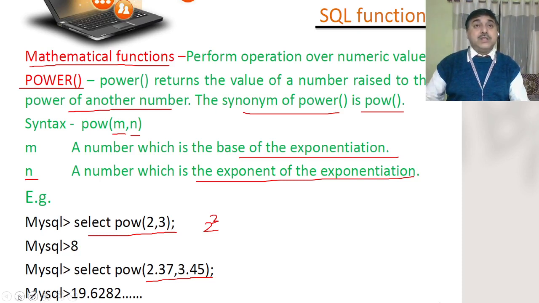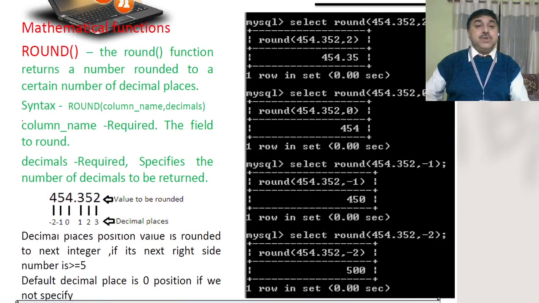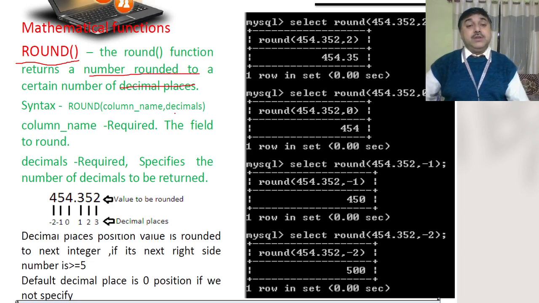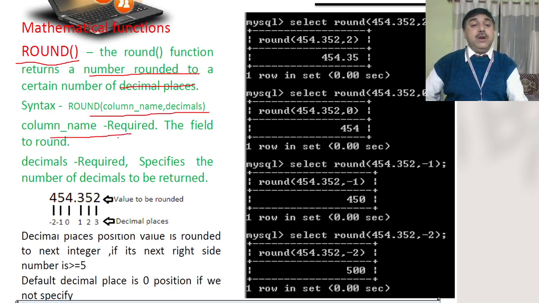That means the power function helps to work in this way. So see here, I have given some functions from SQL. Round function: round to the nearest value. The round function returns a number rounded to a certain decimal point. So we have the column name and the decimal. The column name is required, the value you want to round.